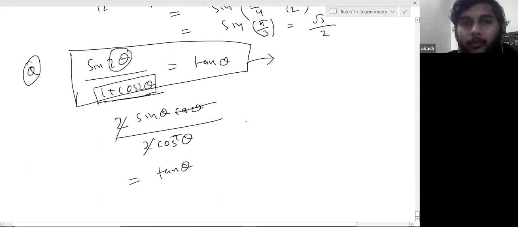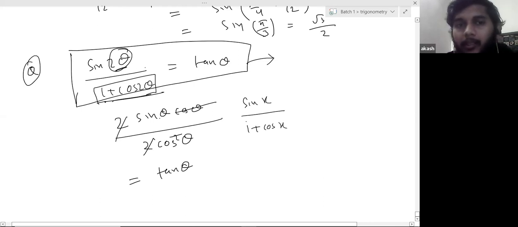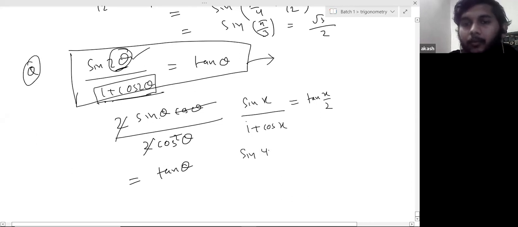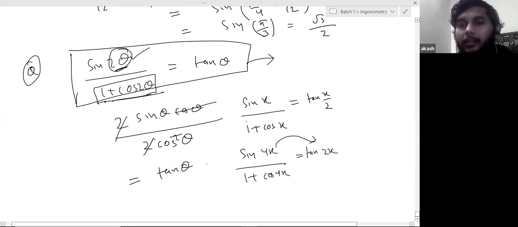And instead of this 2 theta, anything can be here. If sine x upon 1 plus cos x is there, instead of 2 theta, I am writing x, and this will be equals to tan x by 2. Whatever the angle is, just slice it in half. If we have sine 4x upon 1 plus cos 4x, this will be equals to tan 2x, just half the angle. All right, this is why I call this half angle formula, that we half the angle.